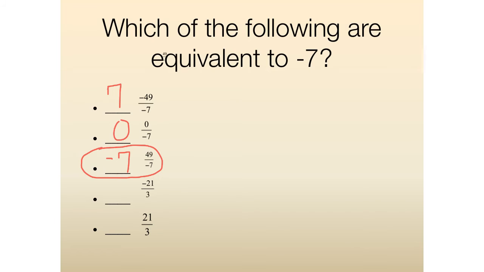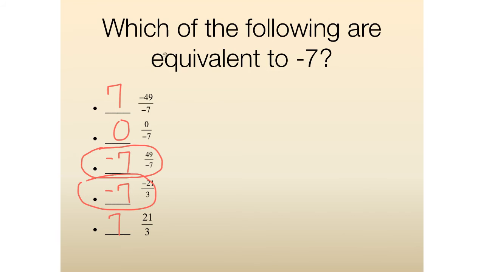Negative 21 divided by 3. A negative divided by a positive is negative, and 21 divided by 3 is 7. So we get negative 7. Another answer choice. 21 divided by 3. Positive divided by positive gives us a positive 7.